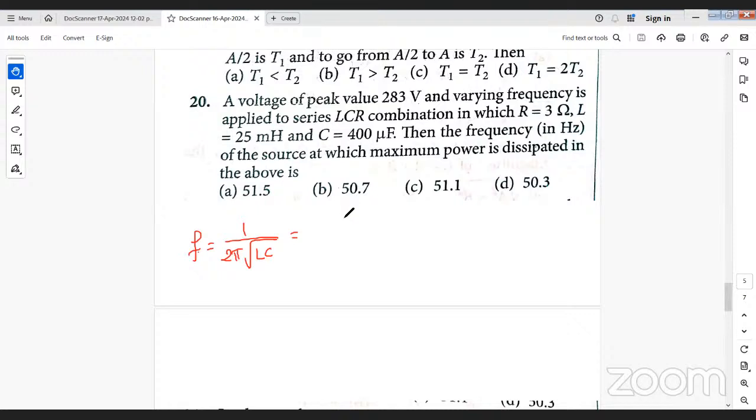What all values they have given: the peak value 283 volt is given, means voltage V naught value is given. Then R value is given, then L value and C value are there. All the values are there, we just need to substitute here. So this is 1 divided by 2 into 3.142 under root of L into C. L is 25 into 10 raised to minus 3, and C is 400 microfarad. Substitute and check what answer you are getting there.